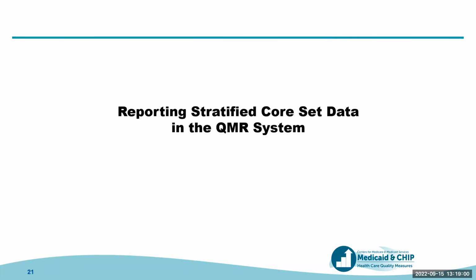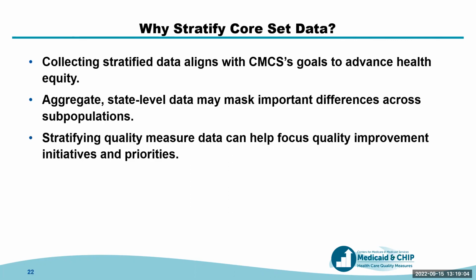Now I'd like to talk about reporting stratified core set data in the QMR system. Next slide, please. So reporting stratified data is a priority for CMS because it helps to advance health equity. Whereas aggregate data may mask important differences across subpopulations, data that is stratified by population characteristics can help focus quality improvement initiatives and priorities. Next slide, please.